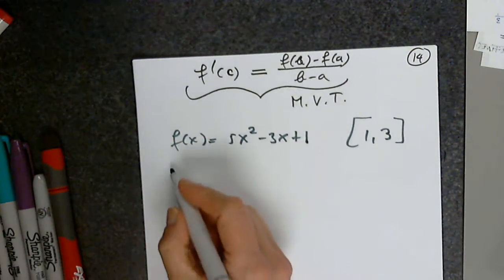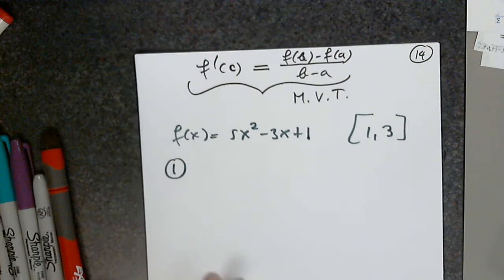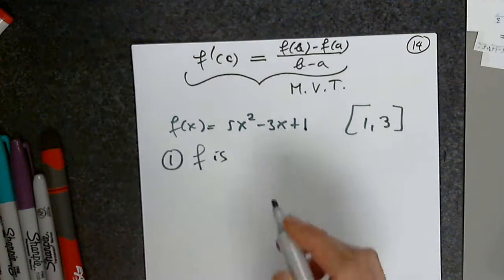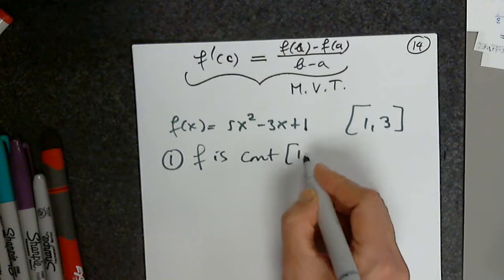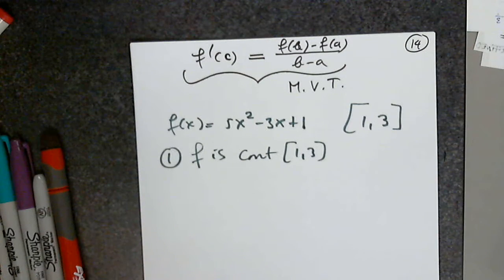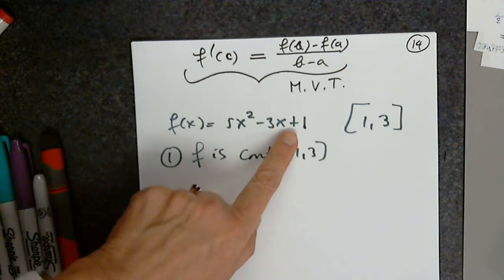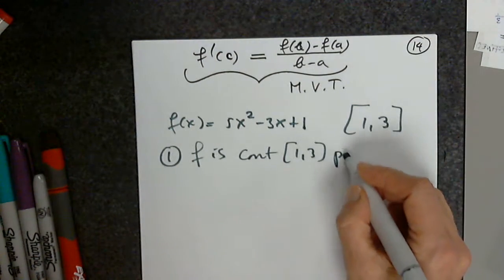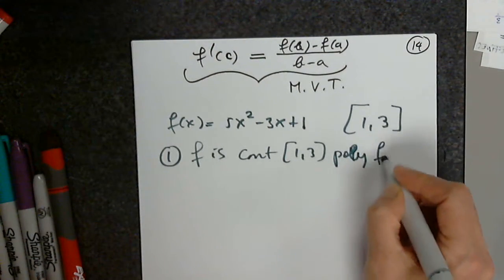What do I have to write first? F is? Yes. Is it continuous on [1, 3]? The answer is yes, because this is what type of function? Polynomial, even quadratic, yes. As a polynomial function. Good.